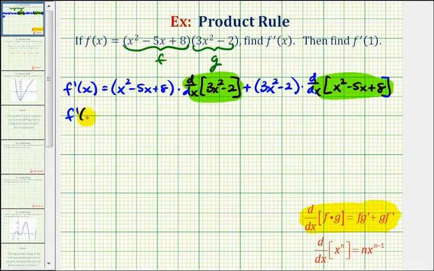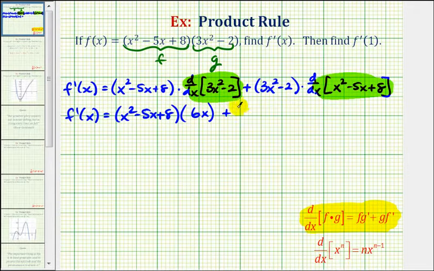So f prime of x is going to be equal to, again, the first function times the derivative of 3x squared minus 2. So to find the derivative of 3x squared, we're going to multiply by 2. That would give us 6. Subtract 1 from the exponent. That would be x to the first, or just x. Minus the derivative of 2, which would be 0. So our derivative is just 6x.